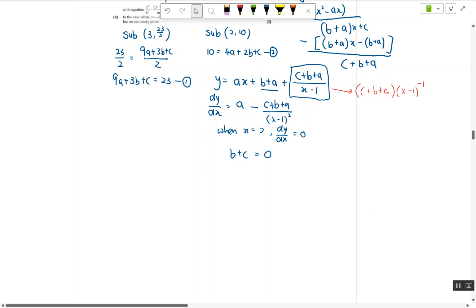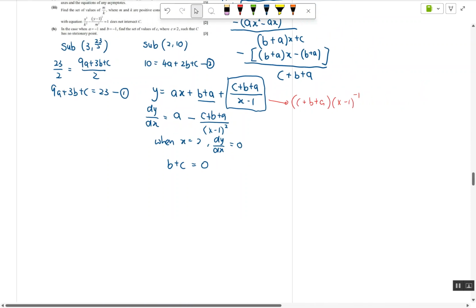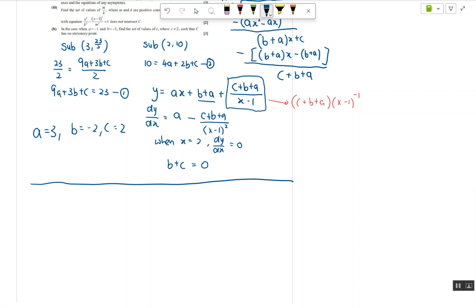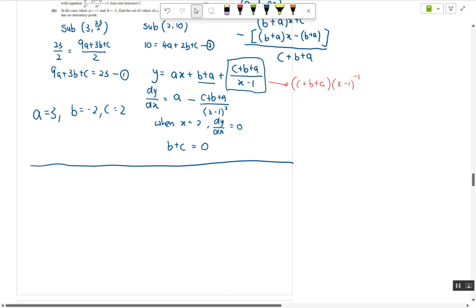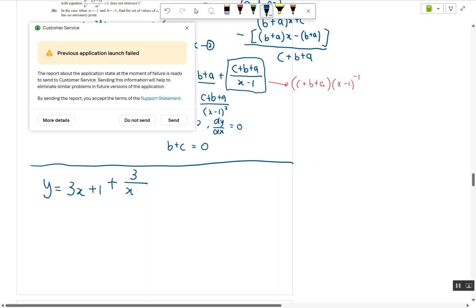All you need to do is to sub these three things into your calculator. You are going to get a equals 3, b equals negative 2, c equals 2. You keyed again? Key b plus c, not minus b minus c. Usually it will be all constants. So now you know that y equals, putting in all the values, 3x plus 1 plus 3 over x minus 1.